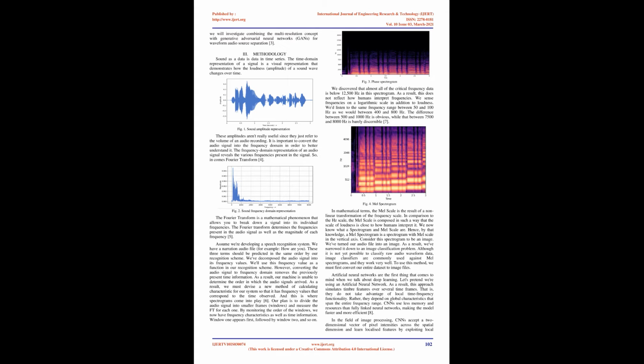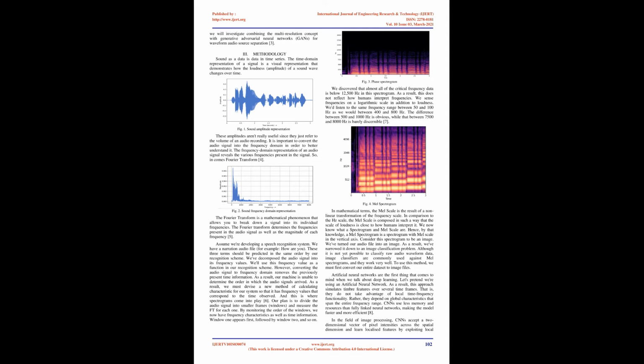We sense frequencies on a logarithmic scale in addition to loudness. We'd hear the same frequency range between 50 and 100 Hz as we would between 400 and 800 Hz. The difference between 500 and 1000 Hz is obvious, while that between 7500 and 8000 Hz is barely discernible. 7. In mathematical terms, the MEL scale is the result of a nonlinear transformation of the frequency scale. In comparison to the Hertz scale, the MEL scale is constructed in such a way that the scale of loudness is close to how humans interpret it.